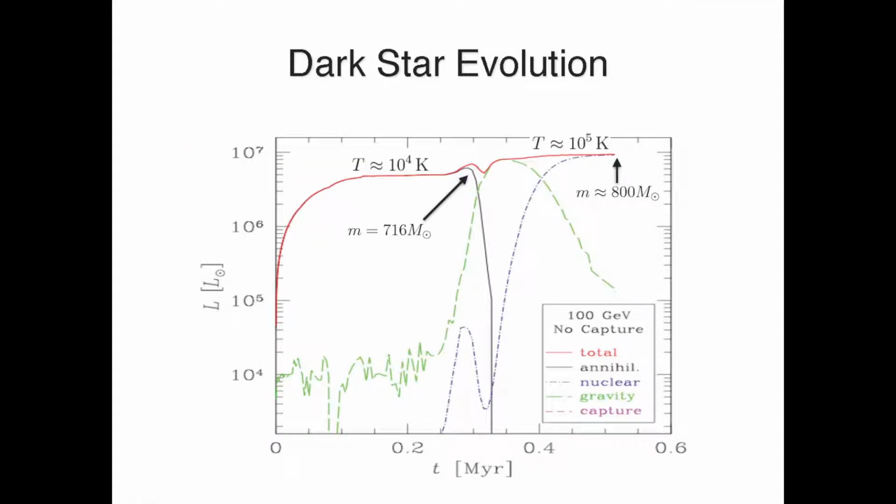So here's a picture of the evolution. The luminosity is a function of time. You start with a protostar that's a very small thing, and it follows this evolutionary track. During the dark star phase, the temperature is about 10^4 Kelvin, and you can see the different contributions to the luminosity here. During the dark star phase, it's basically entirely powered by dark matter annihilation. In this pretty simplistic picture, once the dark matter fuel is used up, other heating mechanisms take over. So it collapses, and then eventually nuclear fusion takes over. This is a dark star that would have ended its life as about an 800 solar mass fusion-powered star.